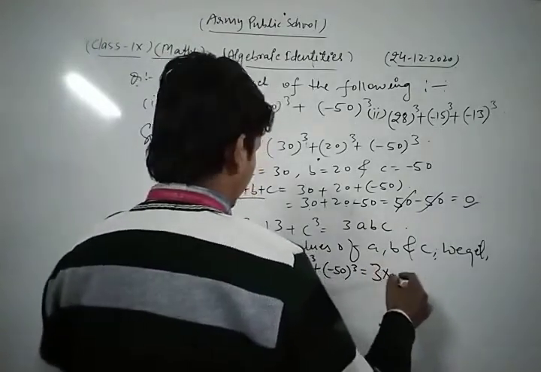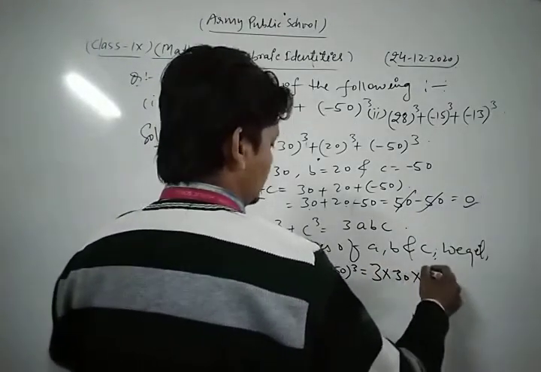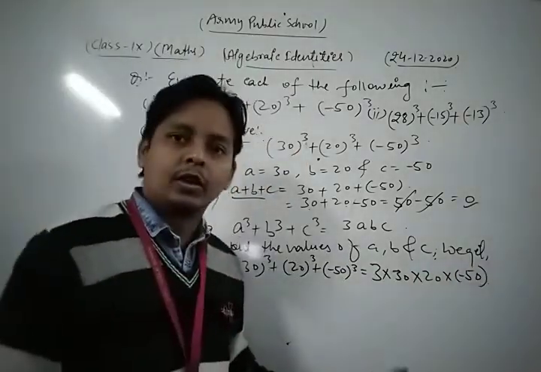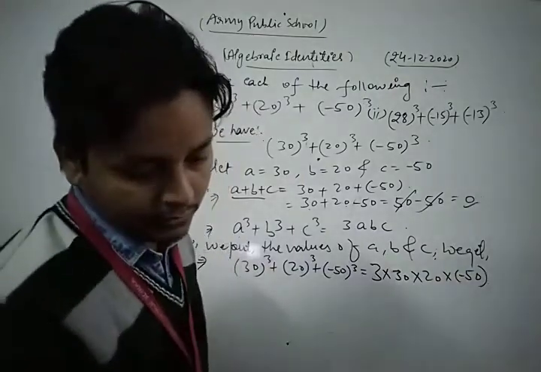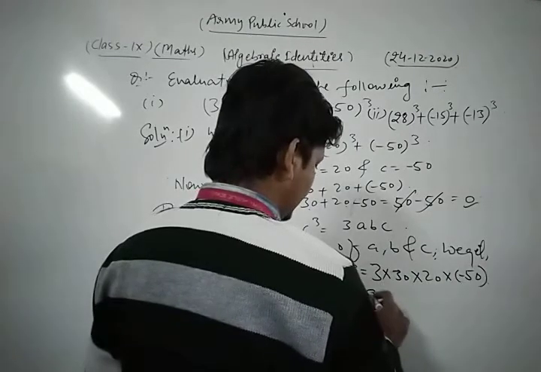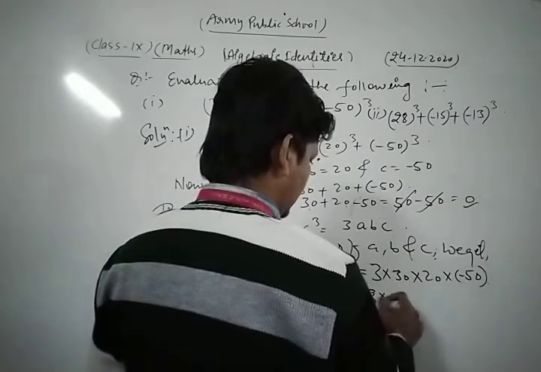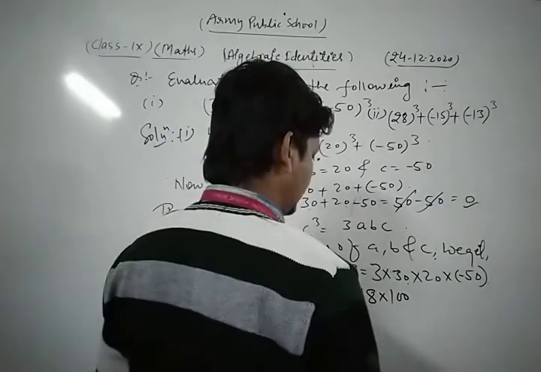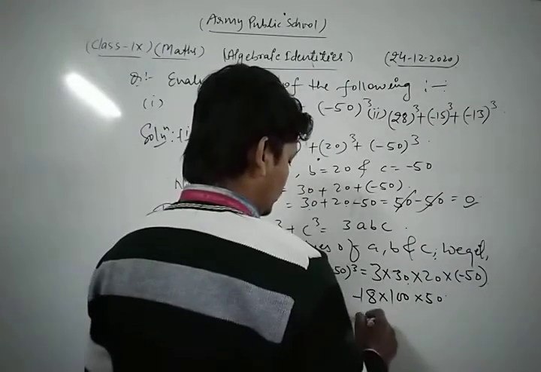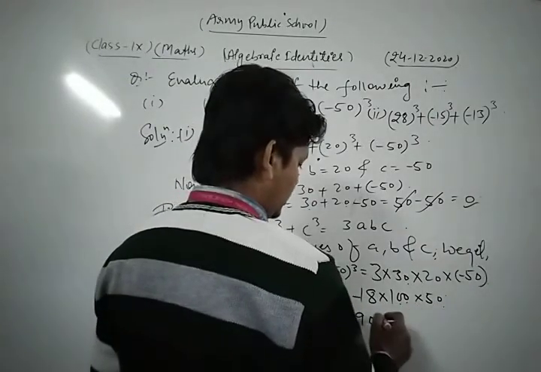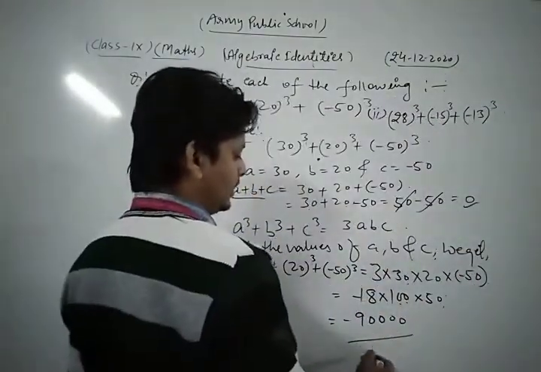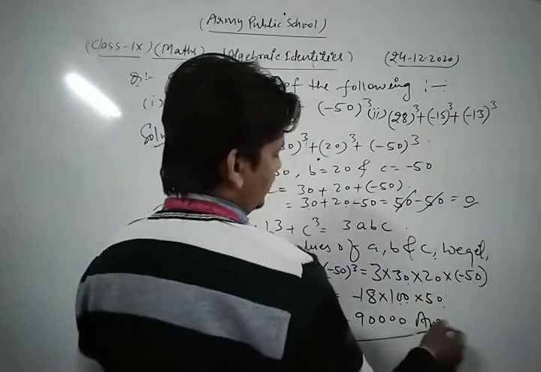Let's see, 3 into a is 30, b is 20 and c is minus 50. Dear friends, now we multiply them and hence we get our result. Let's see. 3 times 30 is 90, 90 into 20 is 1800, and we write minus into 50. Now we get 18 times 5 is 90, so minus 90 we write 1000, that is minus 90,000 is our required solution of the given question.